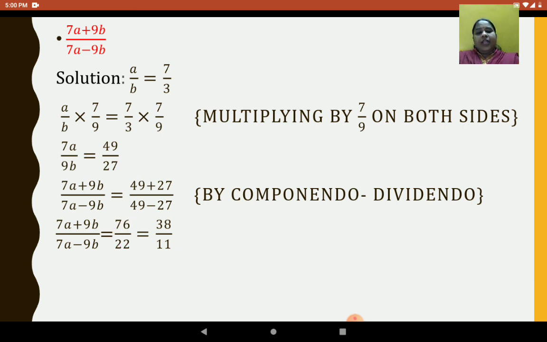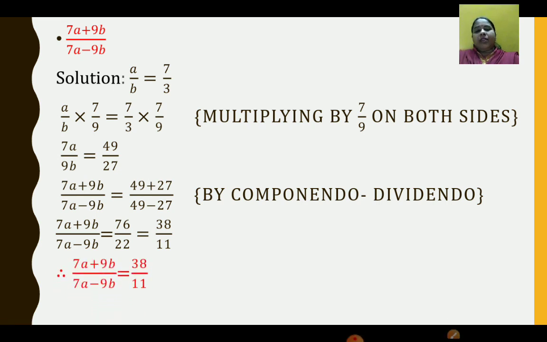Okay. So again I am telling you, this is not difficult. Since this was the first question, you might find it a little tricky. Solve it on your own, you will understand it. Okay, so complete till here. The final answer is 38 upon 11. Right. Okay. Complete till here.